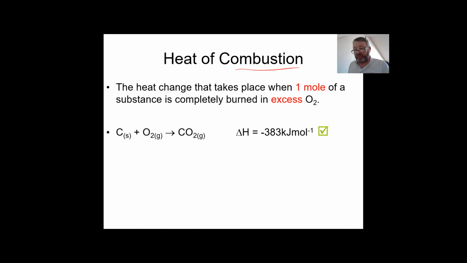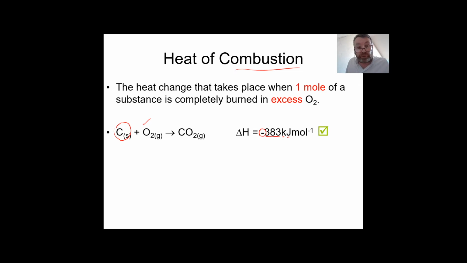So I want you to take this equation here. Carbon in its solid form and oxygen gas react together to give carbon dioxide gas. Delta H, the heat change for this reaction, is minus 393 kJ mole minus 1. Now what does that mean? That when this reaction takes place, when 1 mole of carbon is burnt in a proper amount of oxygen, 383,000 units of energy are released to the atmosphere. So it's going to be a hot reaction.